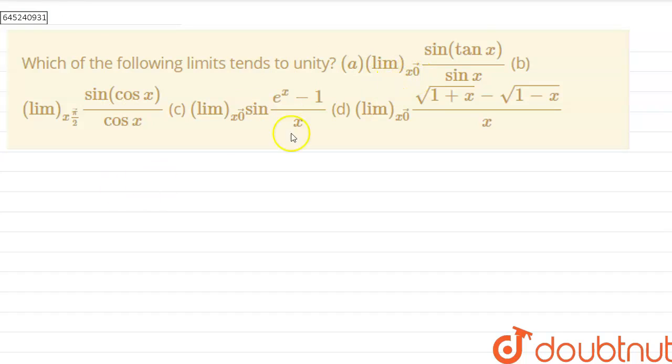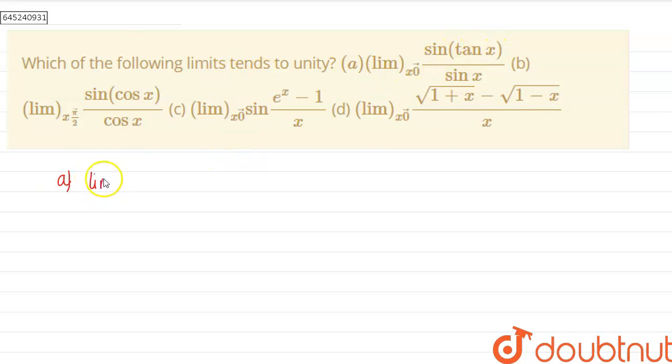Hello guys, today our question is: which of the following limits tend to unity? A is limit x tends to 0 of sin(tan x) upon sin x. B is limit x tends to pi by 2 of sin(cos x) upon cos x. C is limit x tends to 0 of sin(e^x minus 1) upon x. And D is limit x tends to 0 of under root of (1 plus x) minus under root of (1 minus x), upon x. So we can solve one by one and check which of the limits tends to 1.